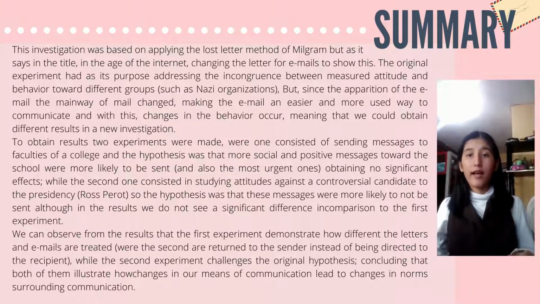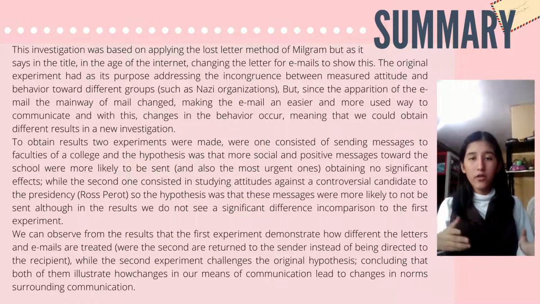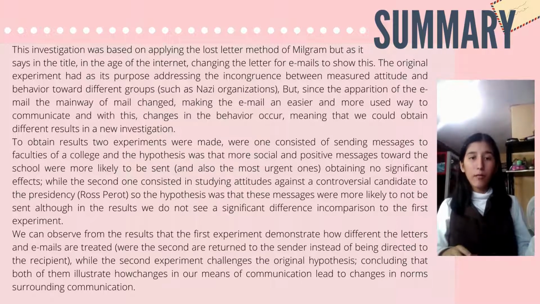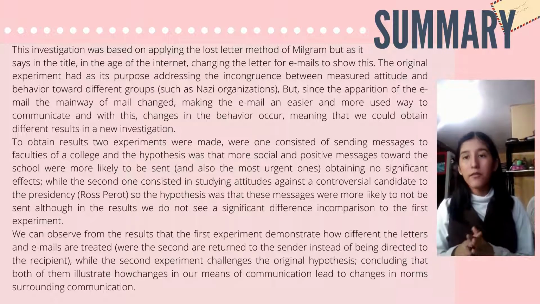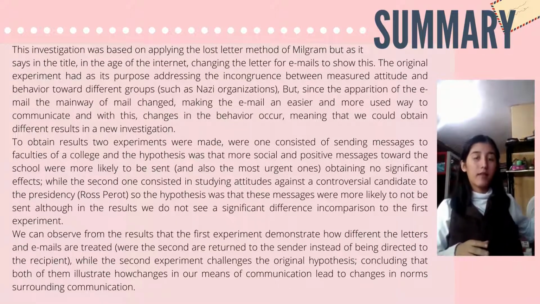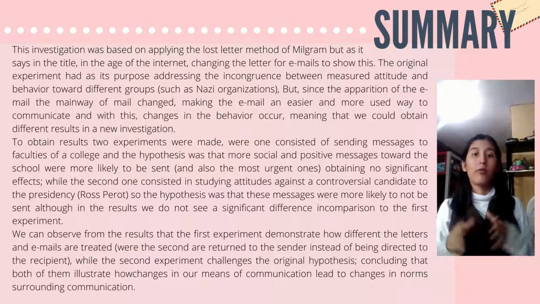The original experiment had as its purpose addressing the incongruence between measured attitude and behavior toward different groups, such as the Nazi organization, that was the group that they used in the first experiment, the one that was made with letters. But since the apparition of the email, the main way of mail changed, making the email an easier and more used way to communicate, and with this, changes in the behavior occur, meaning that we could obtain different results in a new investigation based on the past investigation because a variable changed, one that was very important.